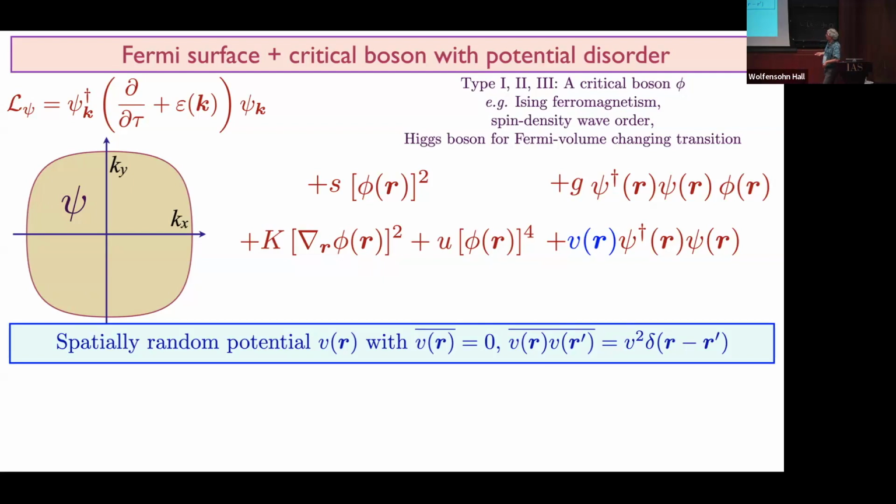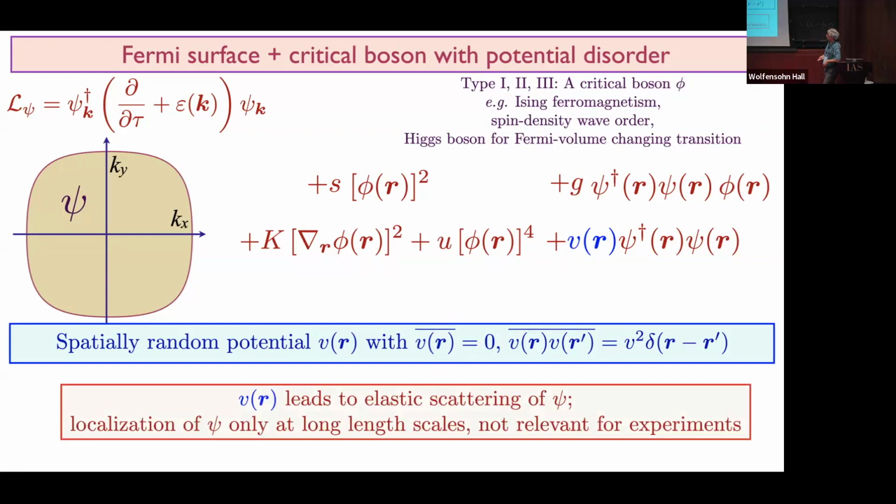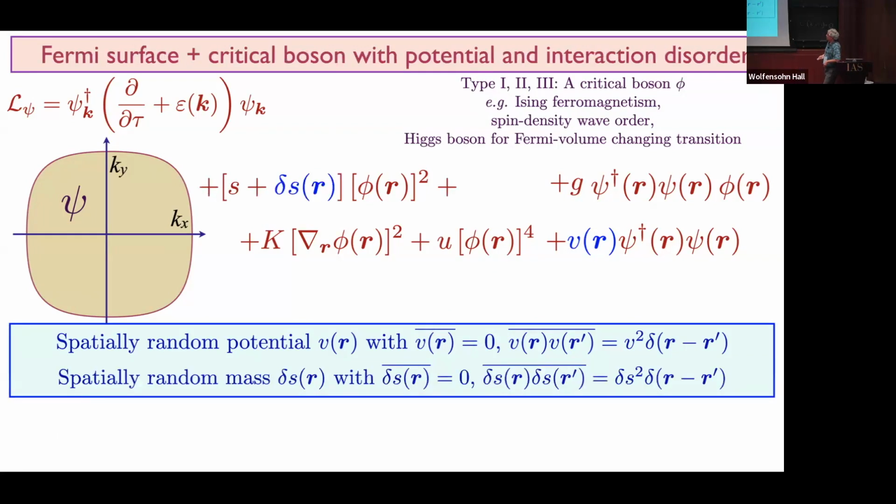And so we're going to ignore those localization effects. But much more important is another effect, much more important than electron localization. The other effect, which I've already talked about, is a spatially random mass. Okay, so what will this do?